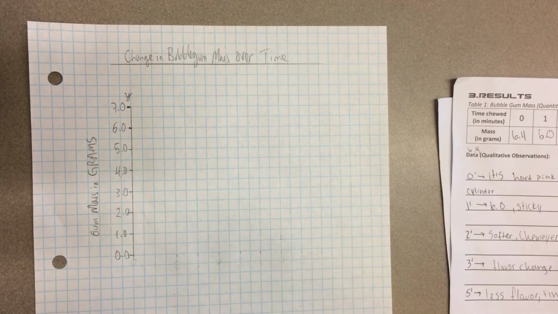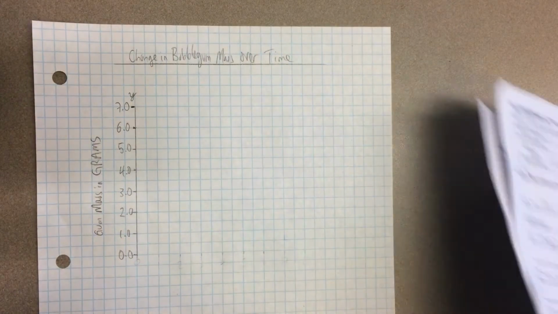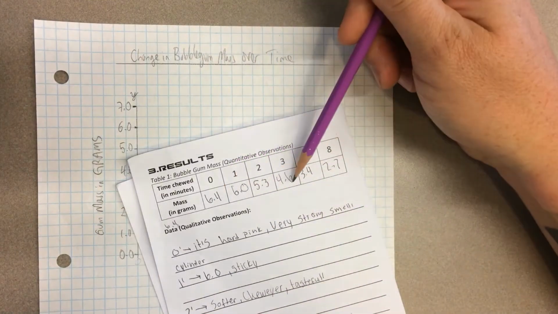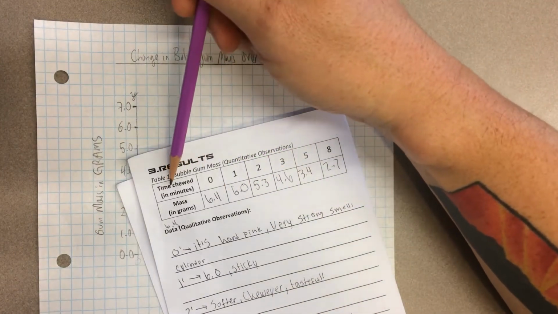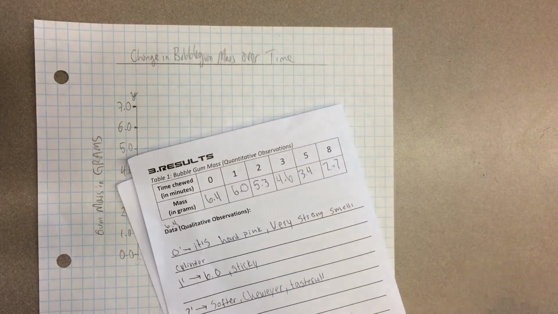So I've done my y-axis. Now I've got to do my x-axis. So my y-axis was the gum mass. Well, there's the gum mass. And now I've got to do the time chewed. So I've got 0 to 8 is my range.